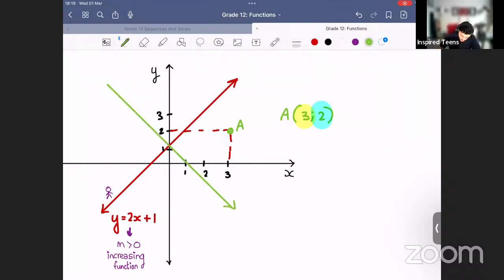Maybe it looks something like that. This perhaps is y is equal to -2x plus 1. So what does that little negative indicate? It indicates to us that the gradient is negative. So basically, if m is less than 0, remember m is gradient, we actually have a decreasing function.